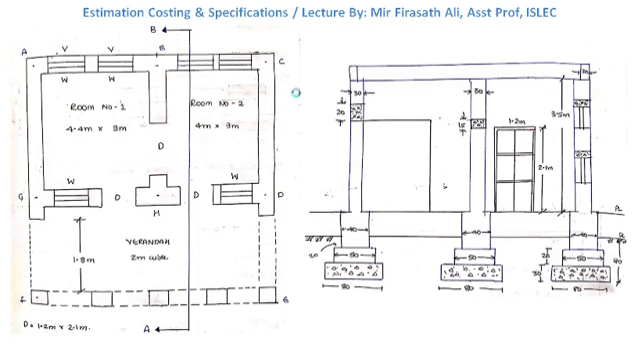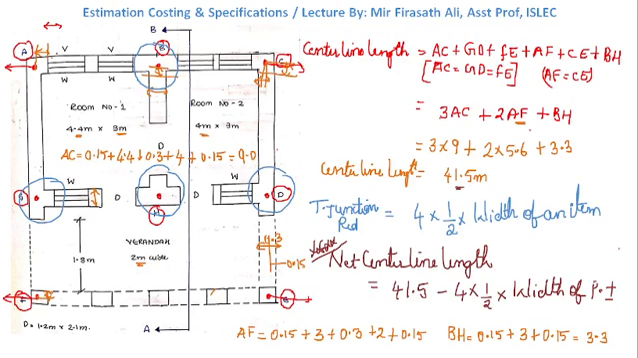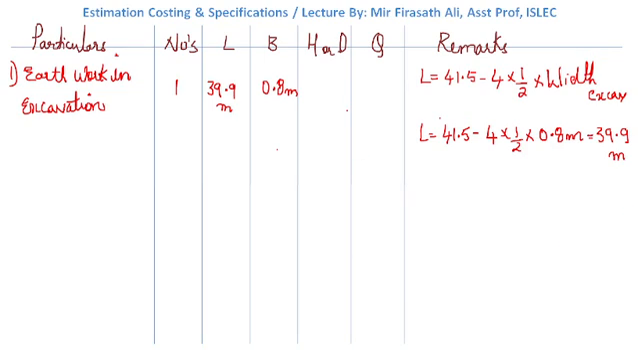Now, look at the height of excavation. This is our ground level, and this height we are getting from here, 70 centimeter. So, 0.7 meters. When we multiply 1 into 39.9 into 0.8 into 0.7, we get the answer, 22.34 meter cube. That is the quantity we have got for the earthwork in excavation.